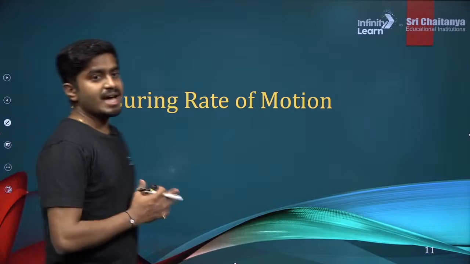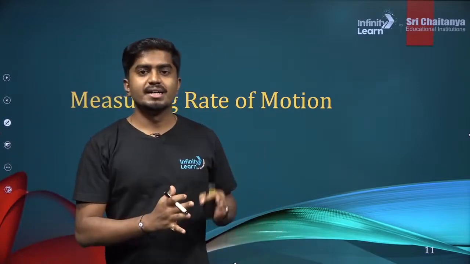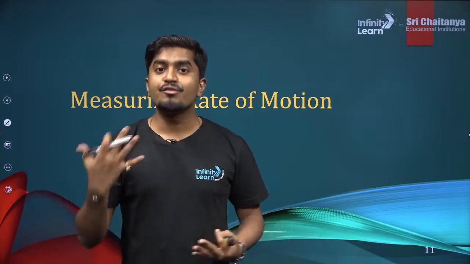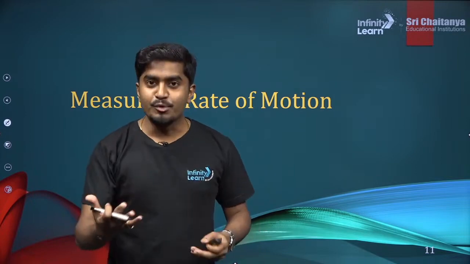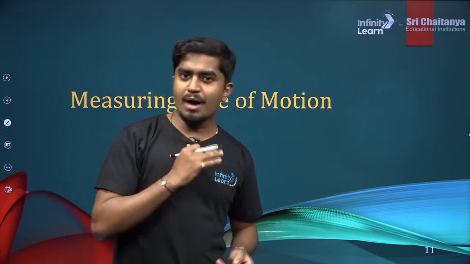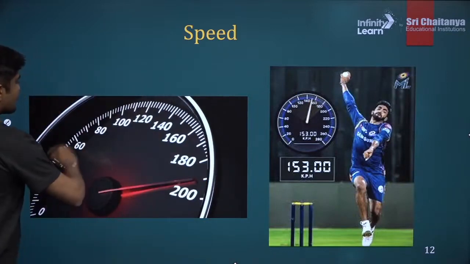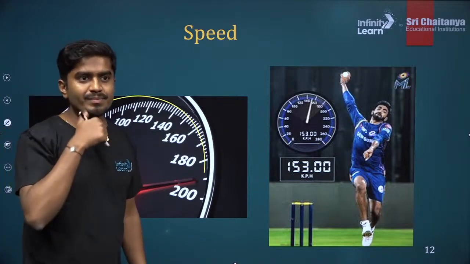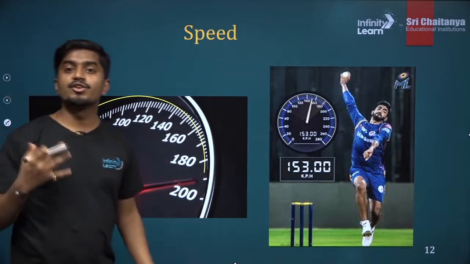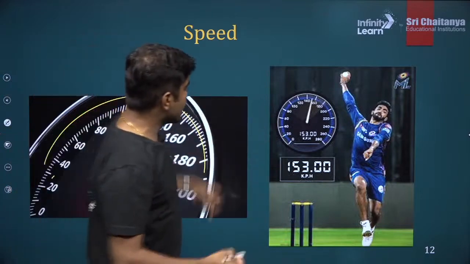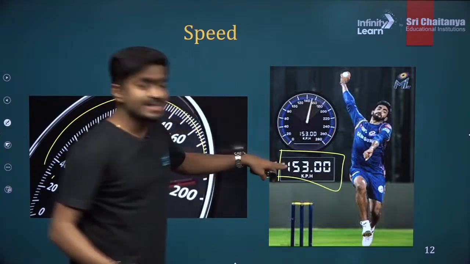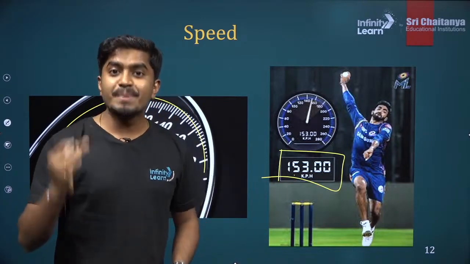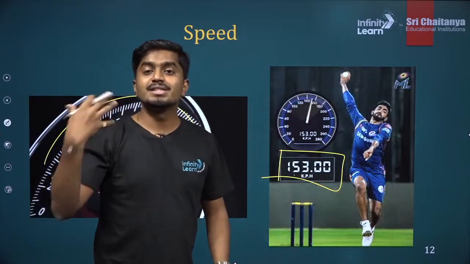Now let's understand what is our rate of motion. So we have learned what is uniform motion, what is non-uniform motion, but there is something which is more fundamental to it. That is a rate of motion, and we use this in our daily life. Do you know how? You must have seen this. What is this? This is a speedometer. It shows what is the speed of your car, or if you watch cricket, then you see this number. So what is this? 153 kilometers per hour. So what is that? That is the speed of this ball when it is thrown.